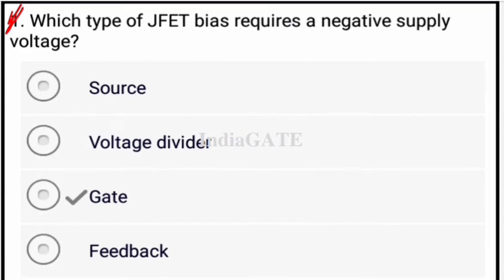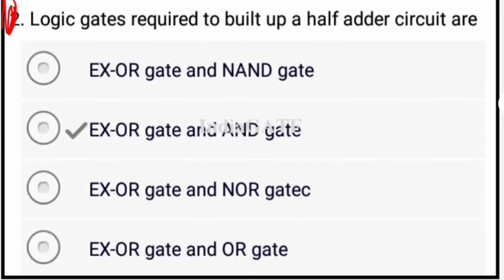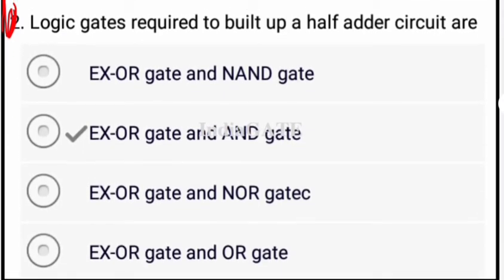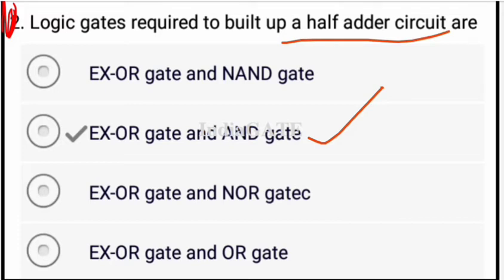Which type of JFET bias requires a negative supply voltage? So this is your gate type, which requires a negative supply voltage. So the third option is your correct answer. Now come to the next question. The next question is defined as: logic gates required to build a half adder circuit are. It is a very easy question: an XOR gate and an AND gate are required to build a half adder circuit. Okay, now come to the next question.